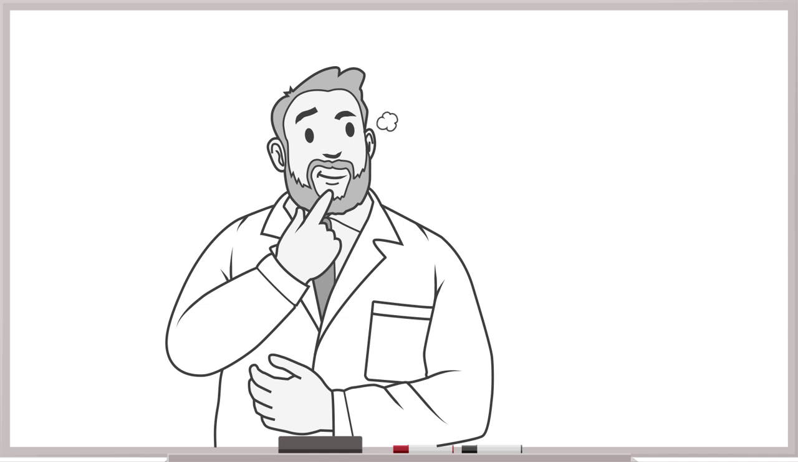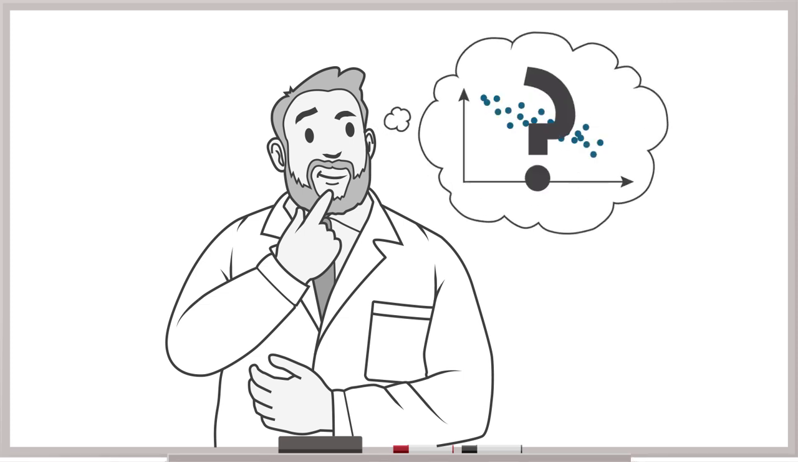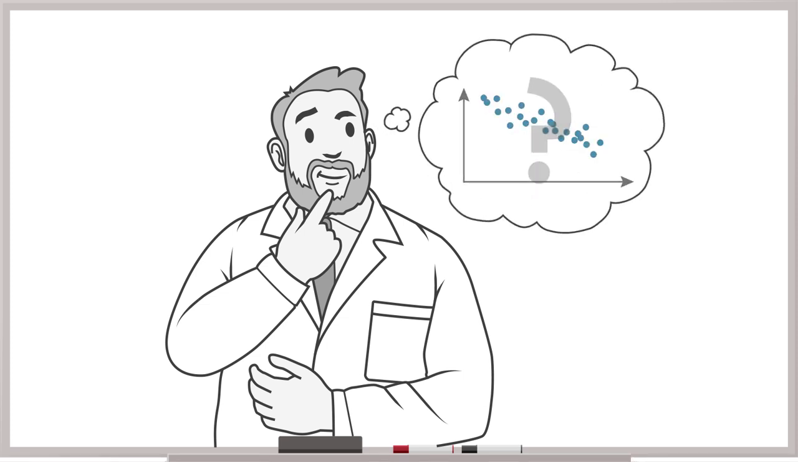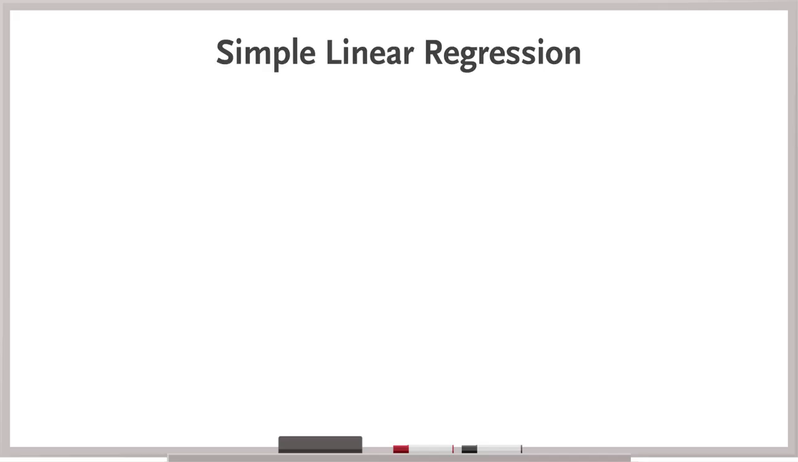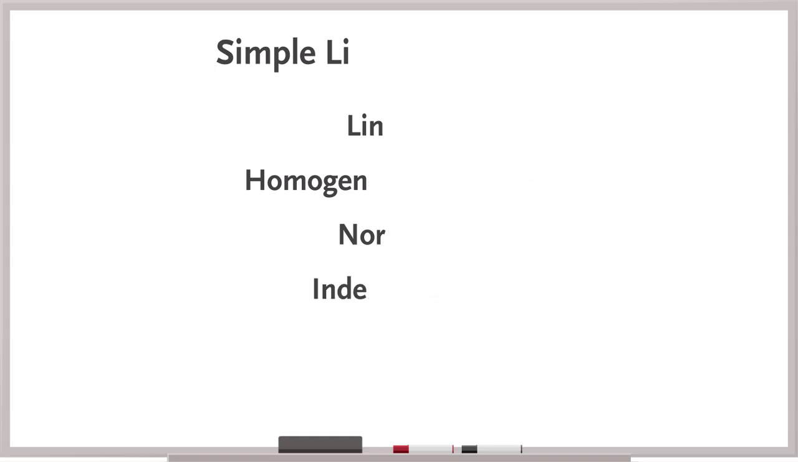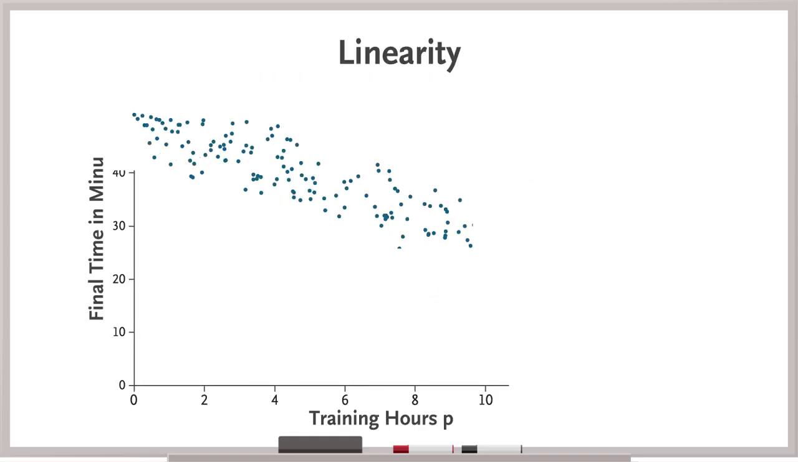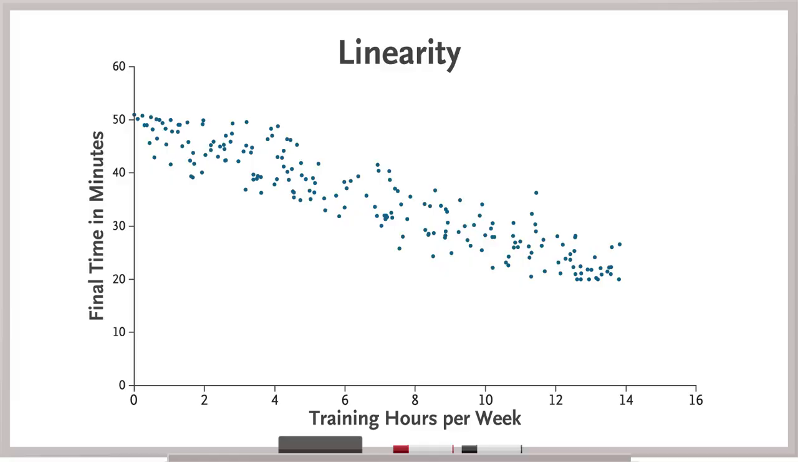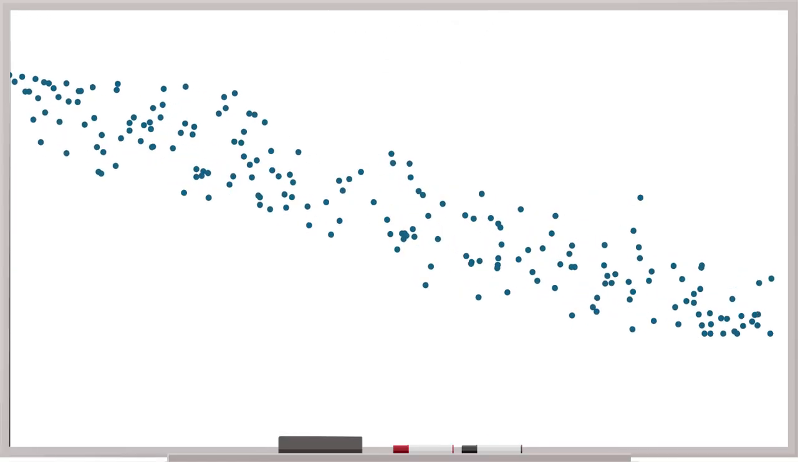It's important to check if linear regression is an appropriate way to analyze your data. Let's dive into 4 key assumptions made when applying simple linear regression: linearity, homogeneity of variance, normality, and independence. Assumption 1 is linearity. There must be a linear relationship between the predictor and outcome variable. You can check that by examining a scatter plot.